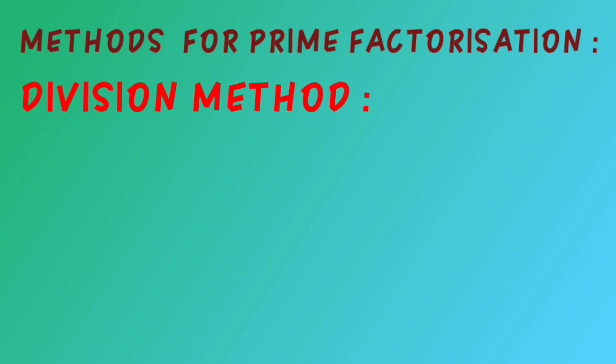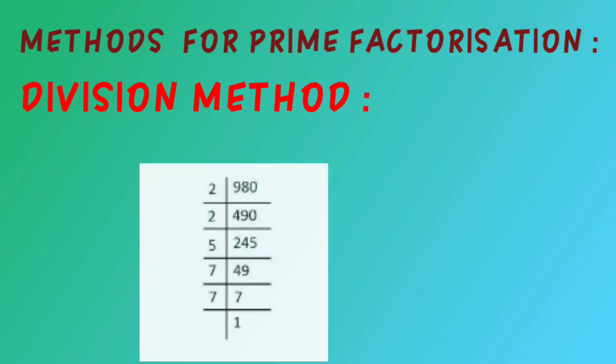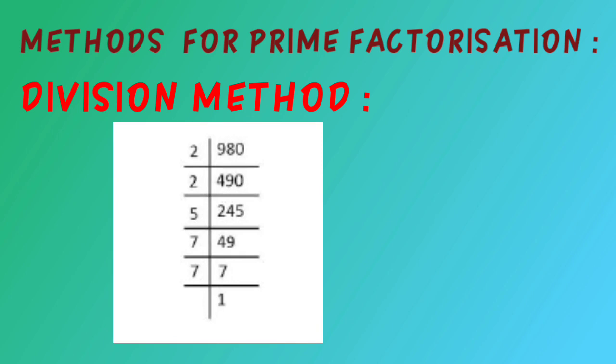Similarly, there is another method, that is the division method. The second method is the division method. Here a number is given, 980. Now we will divide the number by the smallest prime number. As 980 is divisible by 2, we will proceed with 2.